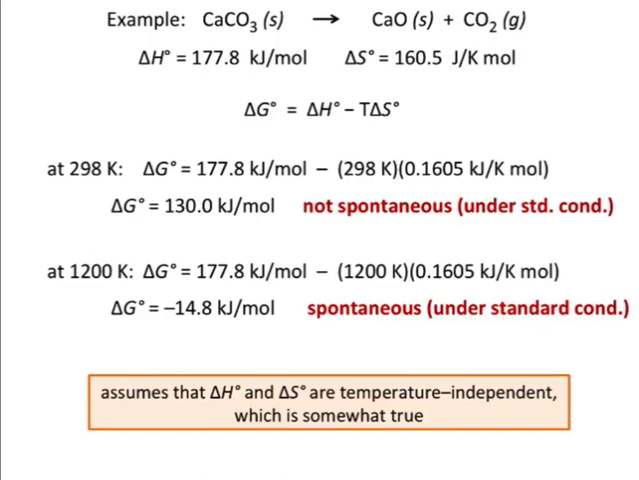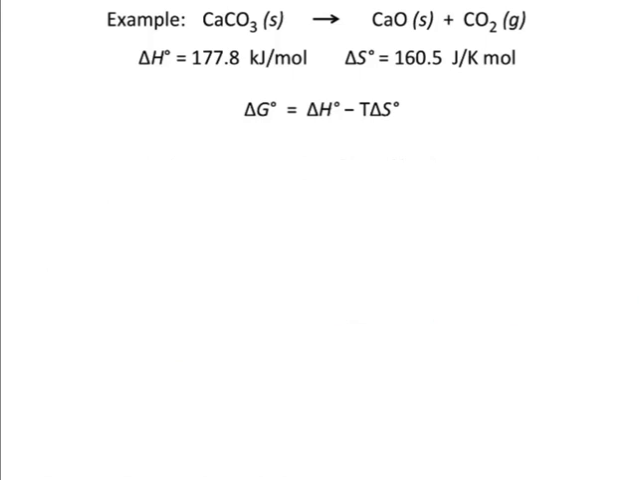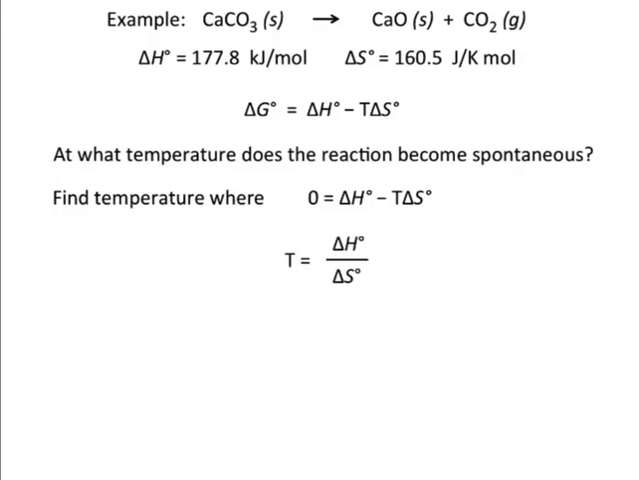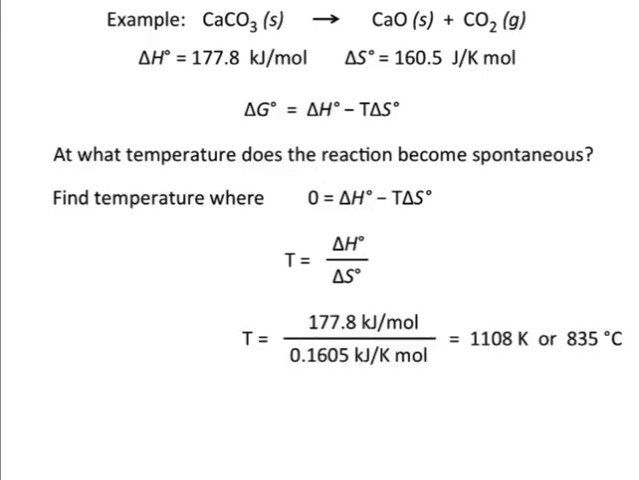Now, we saw that at 1200 Kelvin, this reaction is spontaneous, and at 298, it's not. So where does the line sit in between these two for where it becomes spontaneous versus not? Let's calculate that. At what temperature does this become spontaneous? Well, we need a temperature that's right in between a negative delta G and a positive delta G, and that's called 0. And so we'll just set this equal to 0, and then we can rearrange the equation to solve for temperature. And then let's plug the numbers in.